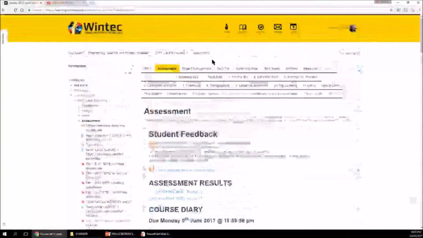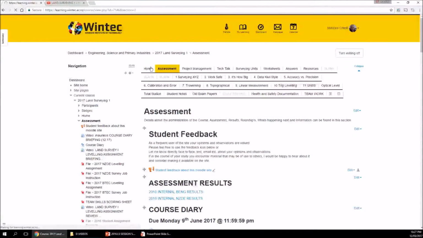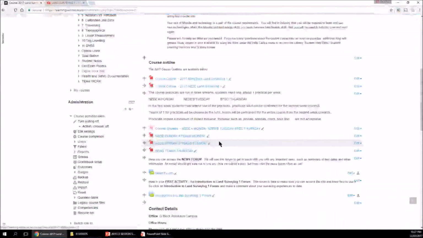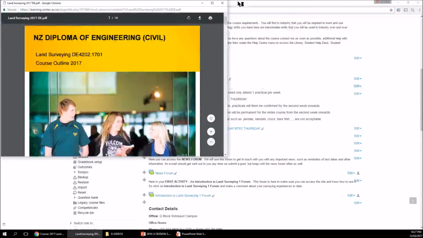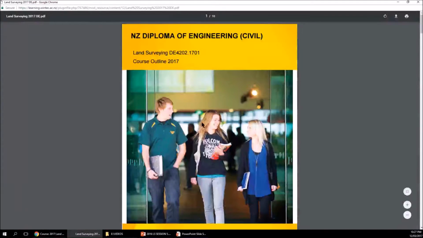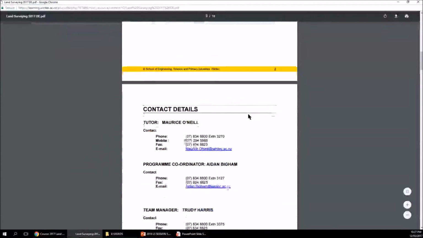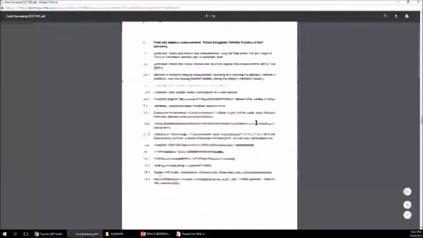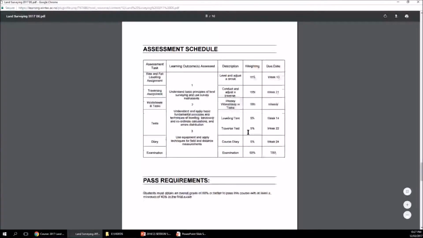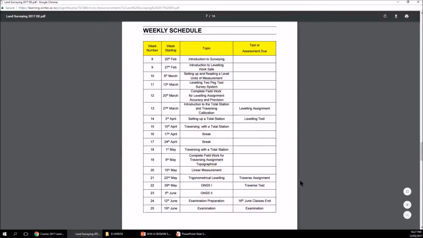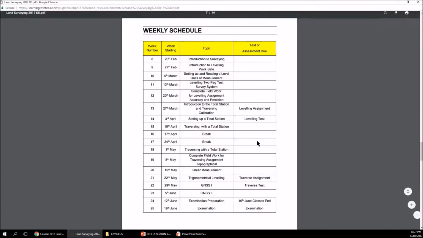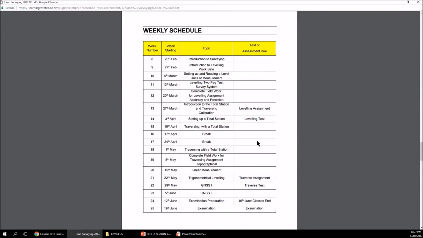If we go back to the home, just to bring you up to date, if we go to the course outline, I'll go to the NZDE because the majority of you are doing that. We'll just stream down through here, remembering this is the course outline. So we have the levelling test coming up around about the 3rd of April, in that week there. The levelling test will be done obviously after the levelling assignment is due.